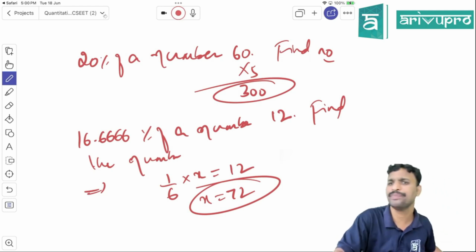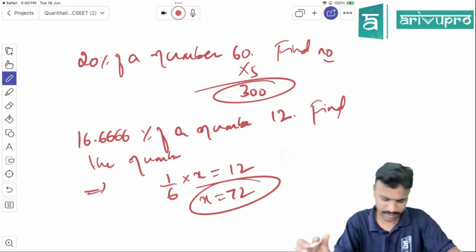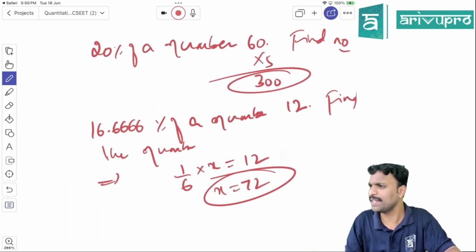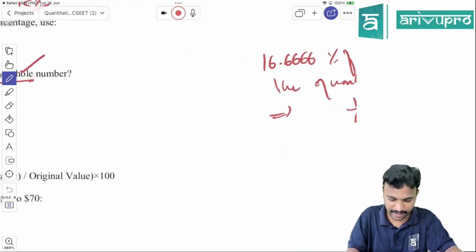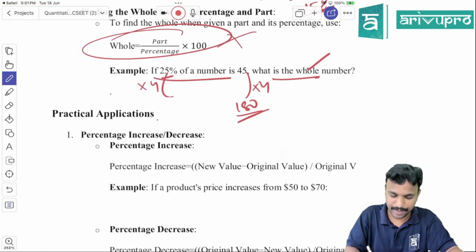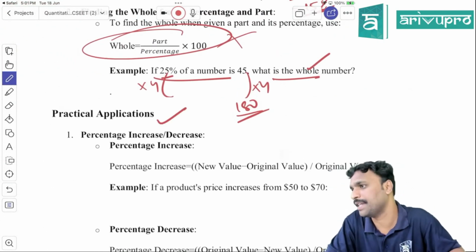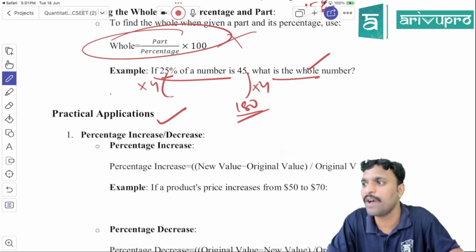Shall we move on? I'll give you more examples to solve. Don't worry, just take this example one by one. Various concepts that we have. Okay. Next, practical applications of percentages. We'll see practical applications of percentage.